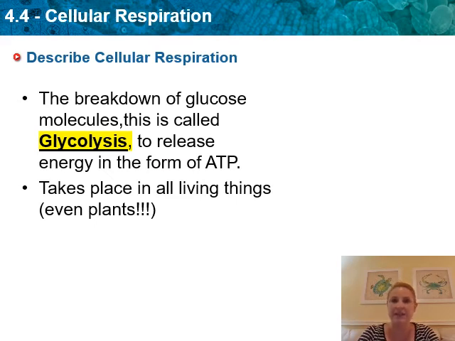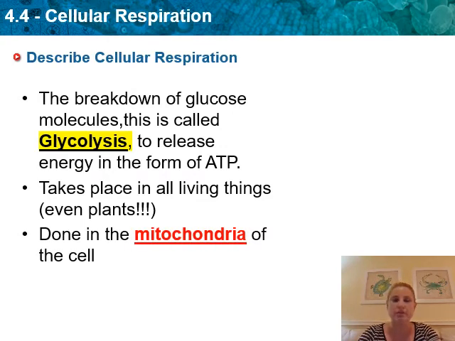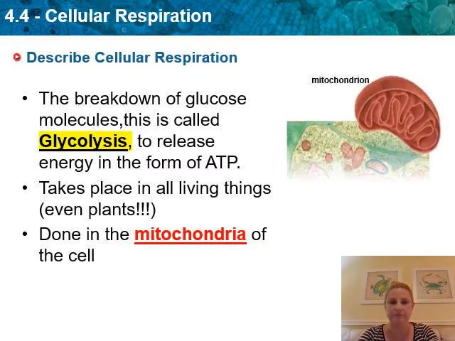And this takes place for cellular respiration in all living things, even plants, because they need to make ATP to use for energy. Now, this is also done in the mitochondria of the cell. And if you remember when we learned about organelles, we talked about the mitochondria being the powerhouse of the cell, where the energy for the cell came from. It comes because this is where ATP is made.